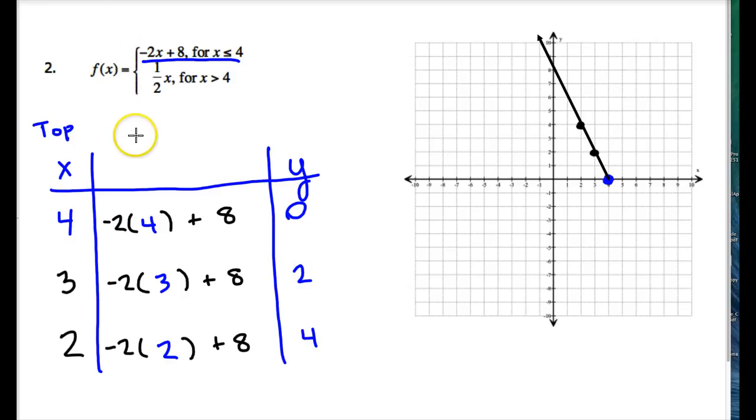And now I'm going to try a t-chart for the bottom piece. Why don't you go ahead and pause the video and try this part on your own, and then once you have your t-chart done, go ahead and click play to check.